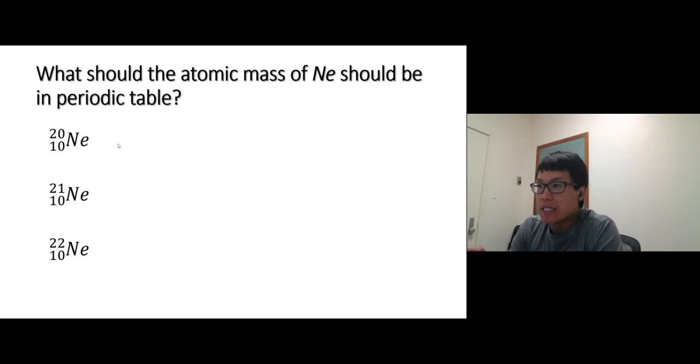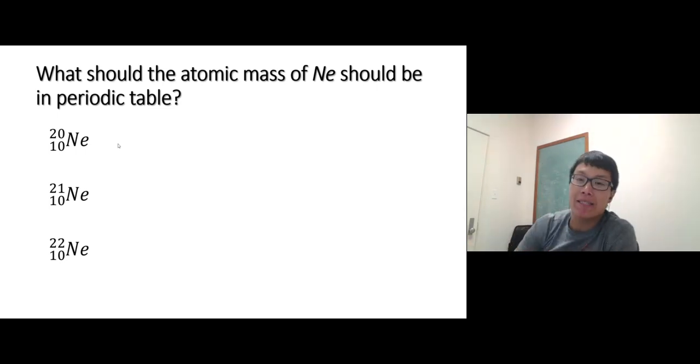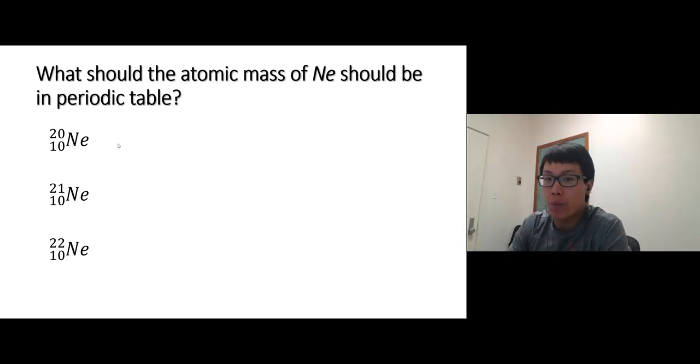The problem that we have right now is, if you look at the periodic table, neon has only one mass, right? Pause the video and look up the periodic table somewhere. Just look at any periodic table. How many masses of neon are there on the table? Just one. Now we have three masses. What are you going to do? Which mass are we going to put on the periodic table?